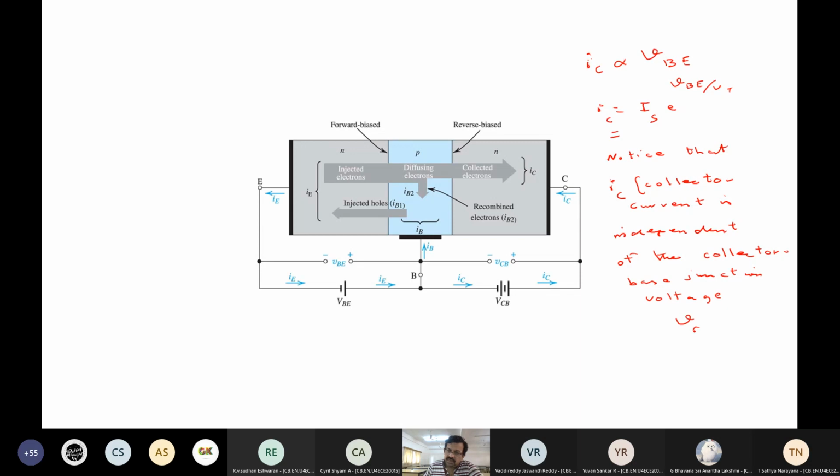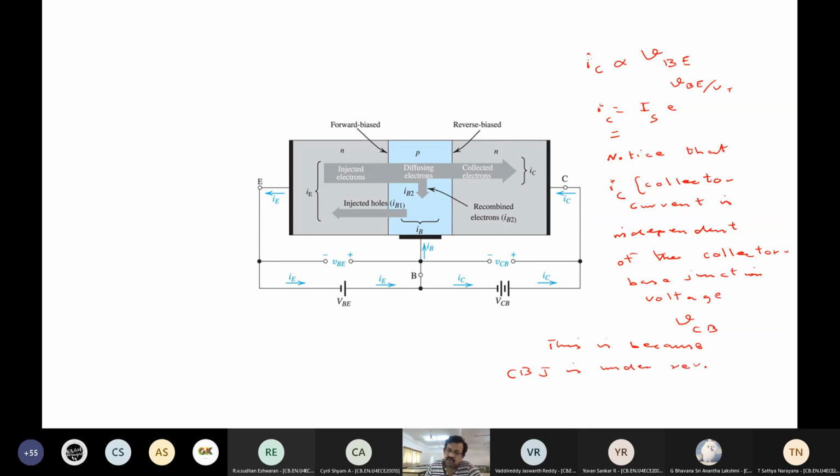Which is VCB. It is independent of it, because if you look here, this is reverse bias. We are talking about majority carriers. So under reverse bias, it is a fact that as long as the collector terminal, because the collector-base junction is under reverse bias.